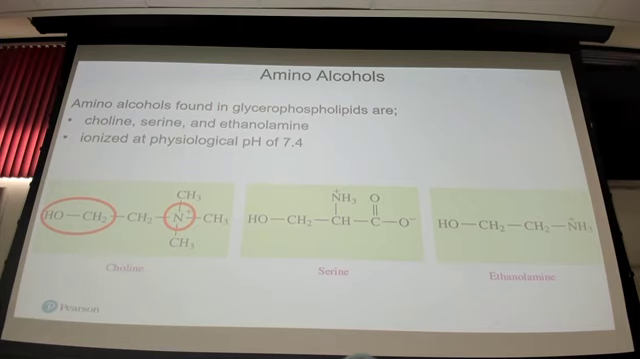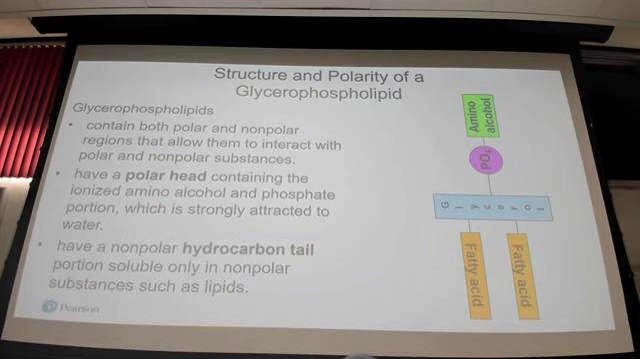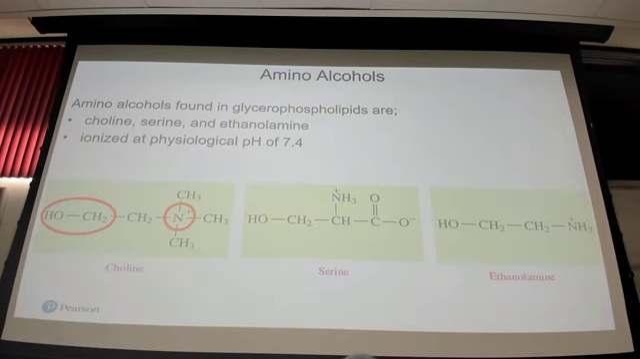Quick question on the previous slide. Is the glycerol considered part of the hydrocarbon tail, or is it just the fatty acids? Just the fatty acids. All right, so for glycerol phospholipids, these are the 3 amino alcohols that are found in glycerol phospholipids.